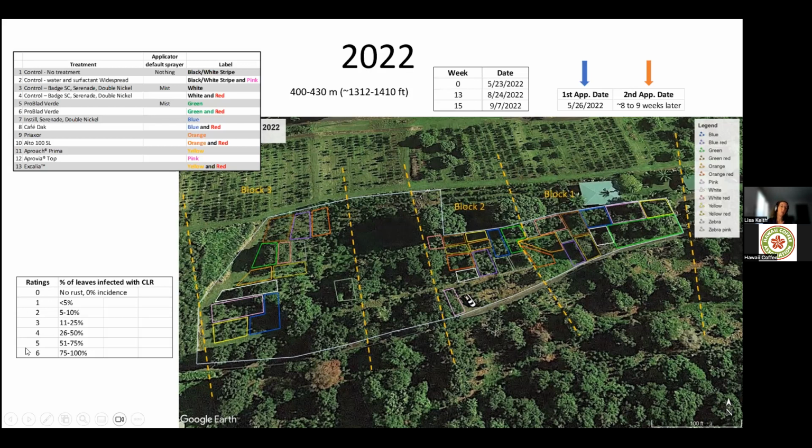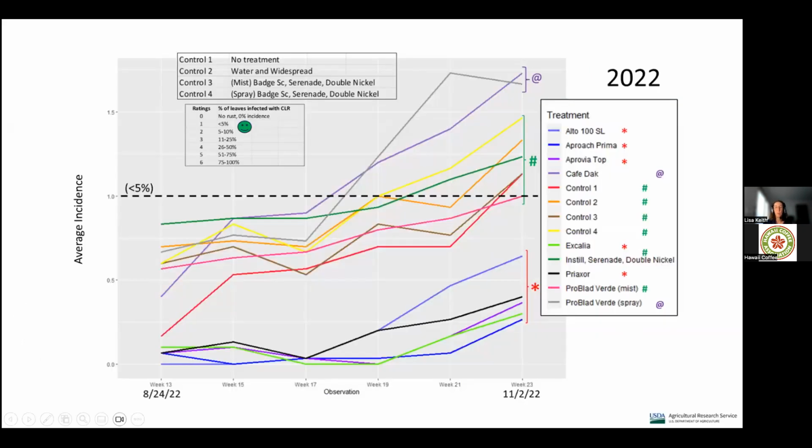And for the ratings, essentially, the incidence rating for the entire tree was taken over the entire course of the season, okay? The rating scale, I'll point out, 0 being nothing, 1 is less than 5% incidence, 2, 5 to 10% incidence. I know it's a lot to digest, and even more so with this one slide.